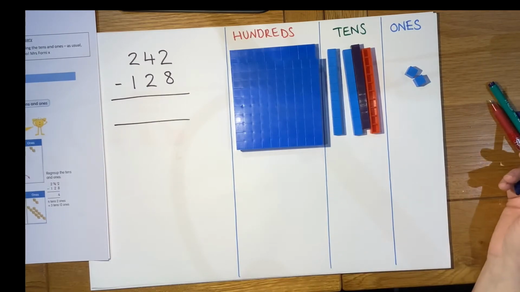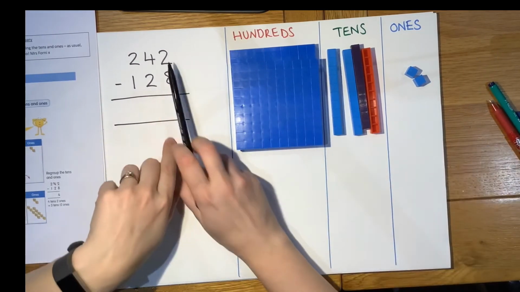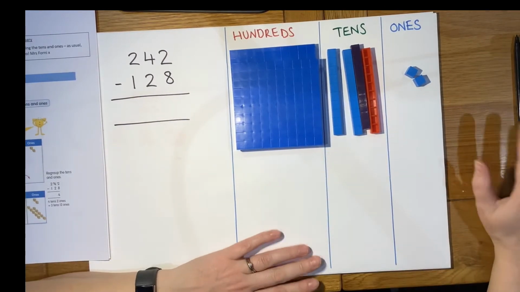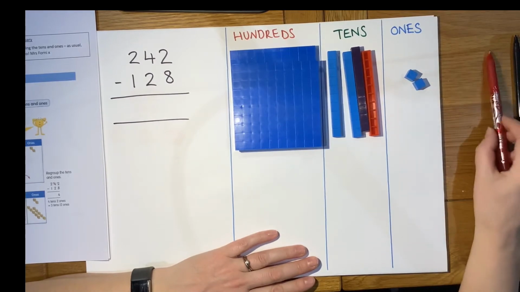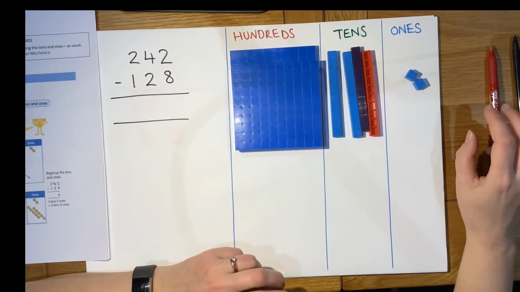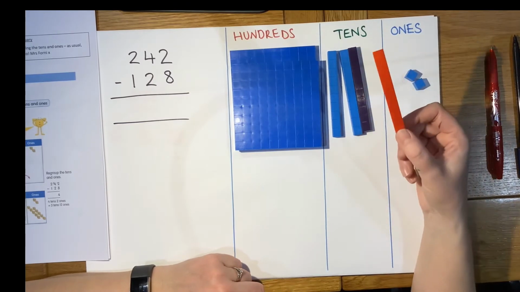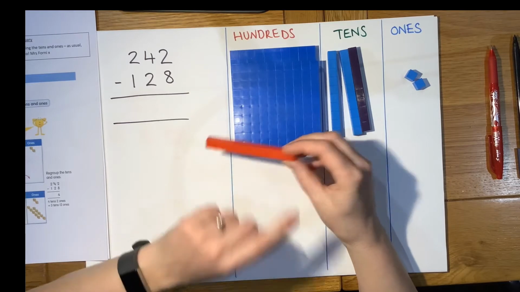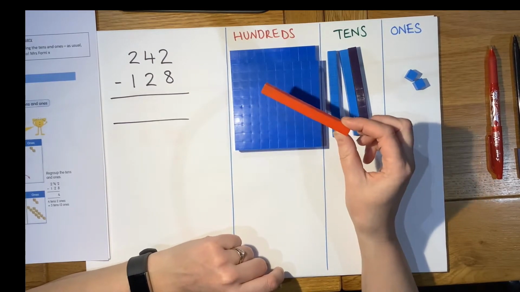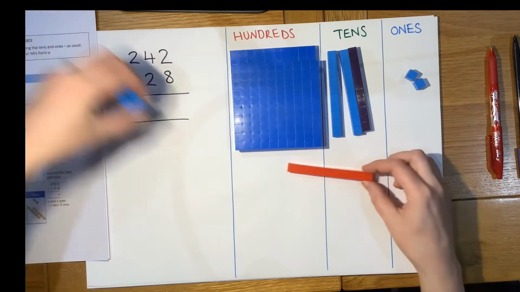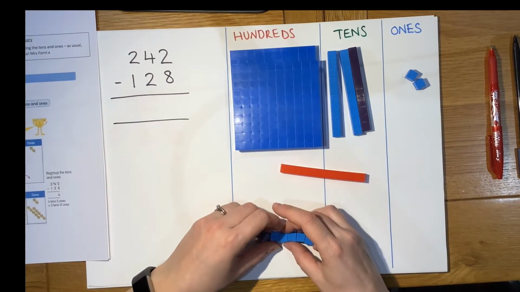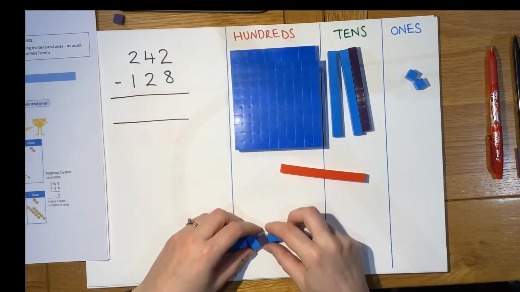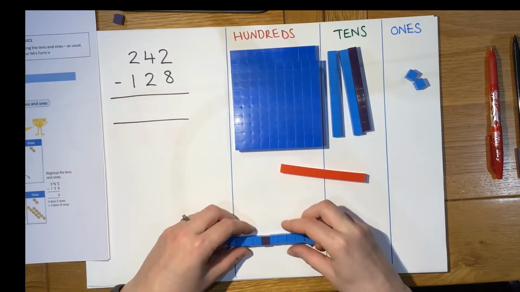And I need to take away 128. Just like before, we're starting with our ones, okay? So I've got 2 ones, I need to take away 8 ones. Now I've encountered a bit of a problem. I haven't got 8 ones to take away, so I can't do that yet. But I can exchange one of these tens. I know that one of these tens can be exchanged or regrouped for 10 ones. So I can swap that, and I'm not changing the size of the number. I'm just changing the way it looks and changing the column that it's in.